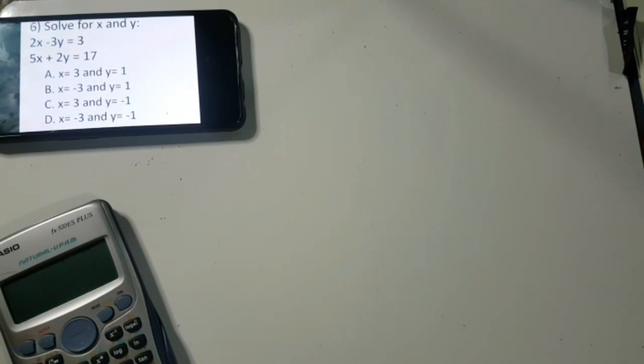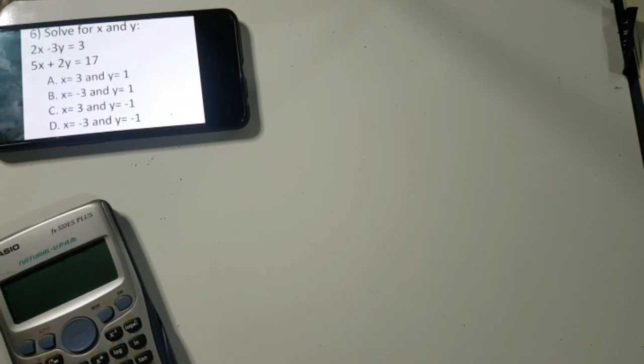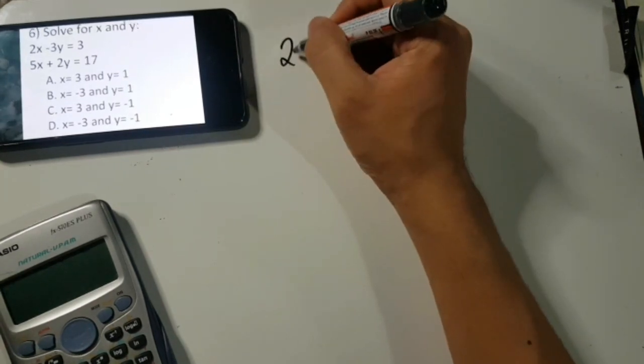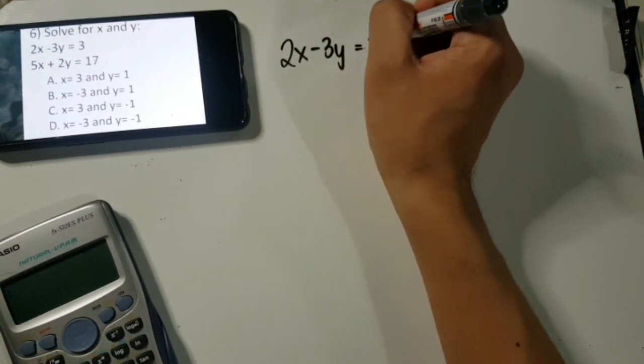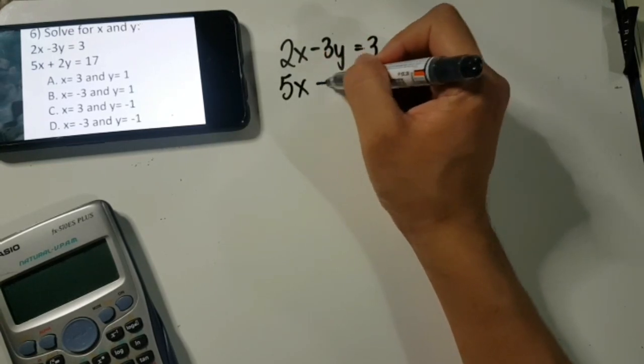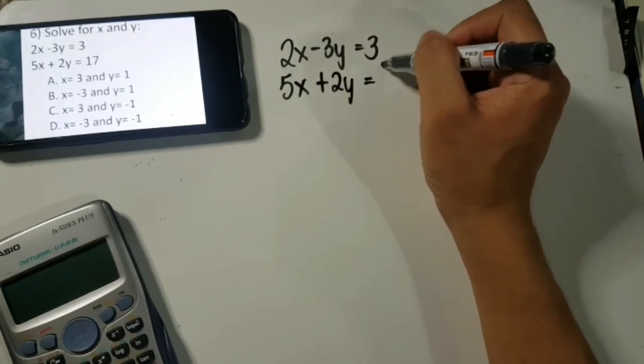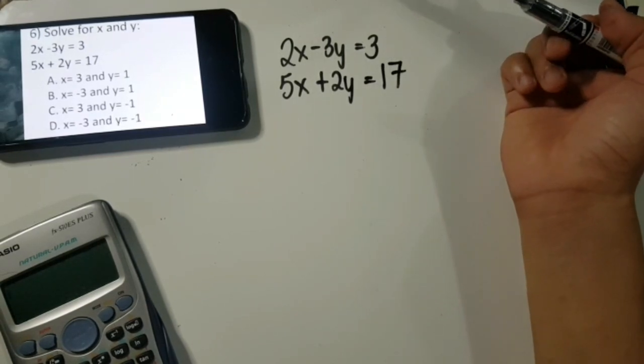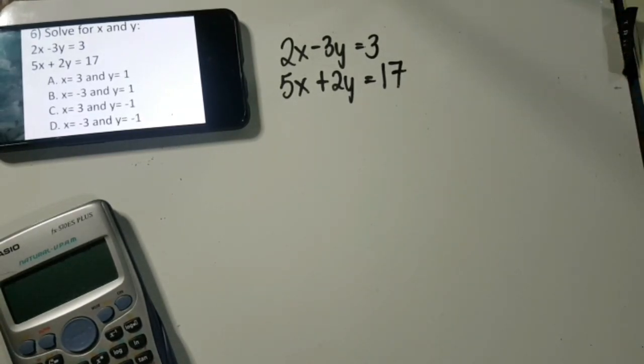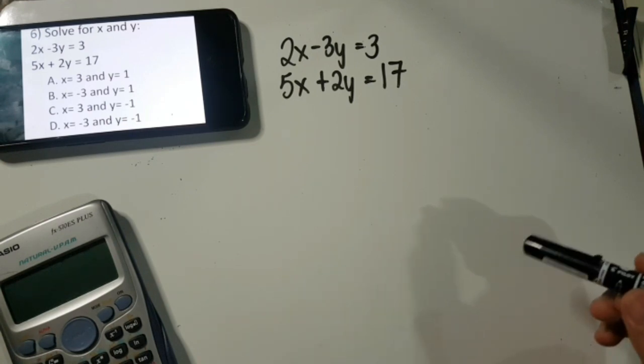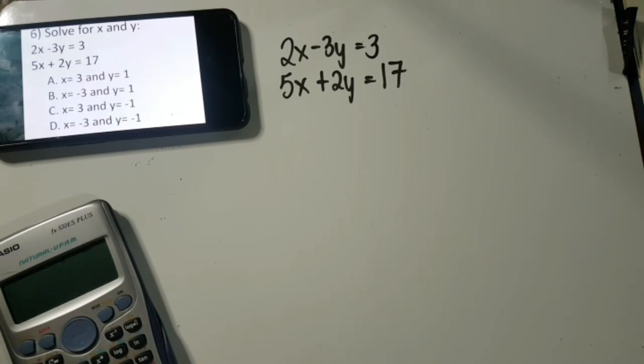Next question. Solve for x and y, given that 2x minus 3y is equal to 3, and 5x plus 2y is equal to 17. This is a system of linear equations. What do we do here? Let's copy first: 2x minus 3y is equal to 3, and 5x plus 2y is equal to 17. By the way, if it's your first time taking the board exam, you can solve at the back of the test paper or on the side, where there is space provided. You can scribble on the questionnaire, it's up to you.